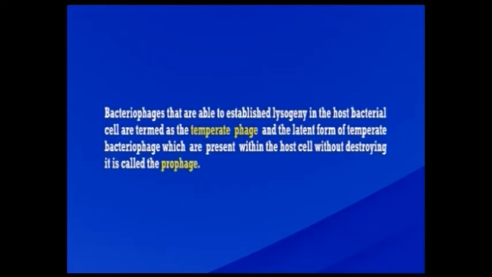So the lysogeny cycle, or lysogeny, is one of the two alternative life cycles of a virus that has infected a cell, attaches itself to the host DNA, and acts like an inert segment of the DNA, and it replicates when the host cell divides. Bacteriophages that are able to establish lysogeny in the host bacterial cell are termed temperate phage, and the latent form of the temperate bacteriophage, which is present within the host cell without destroying it, is called the prophage.